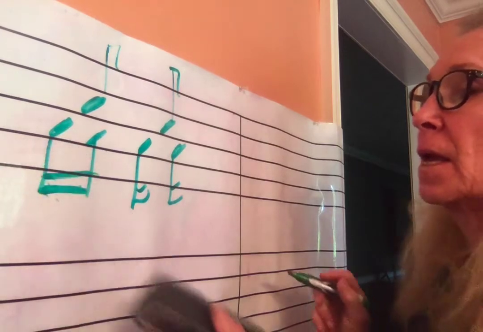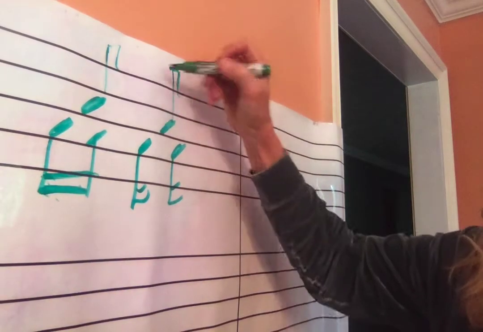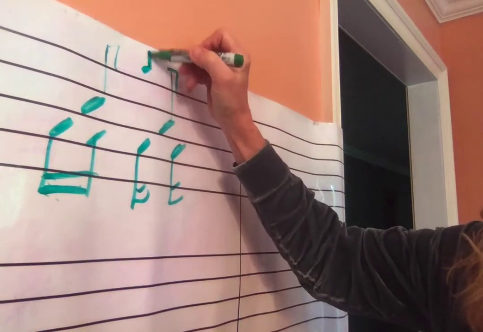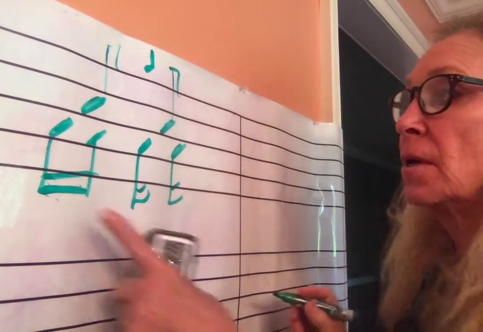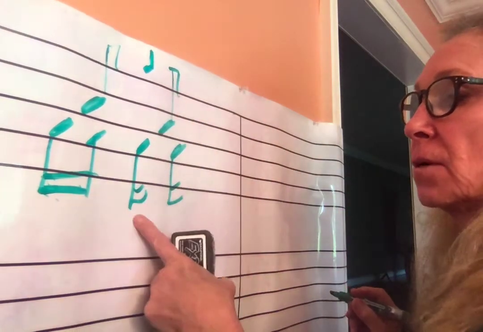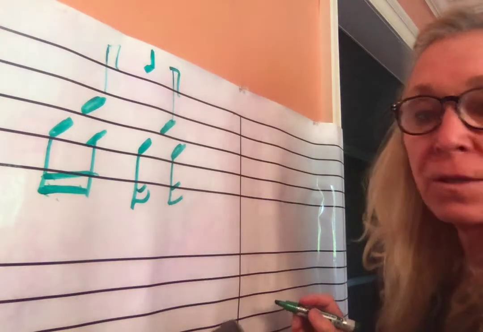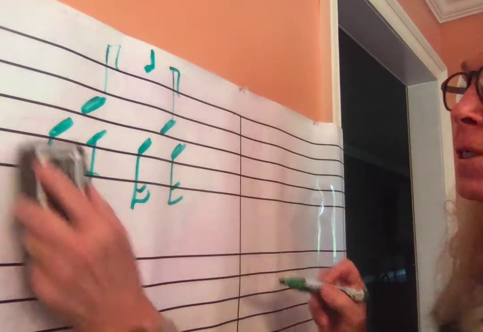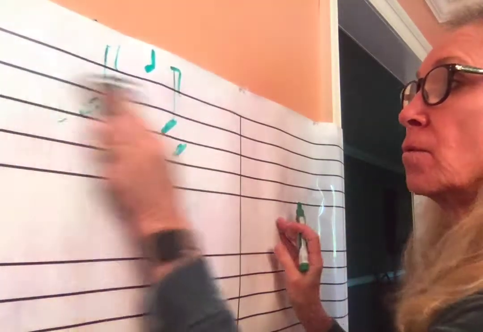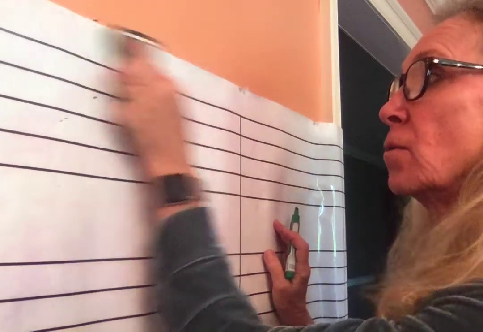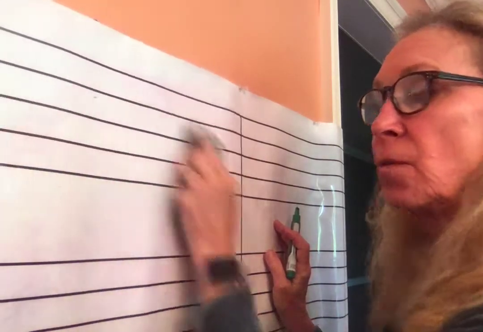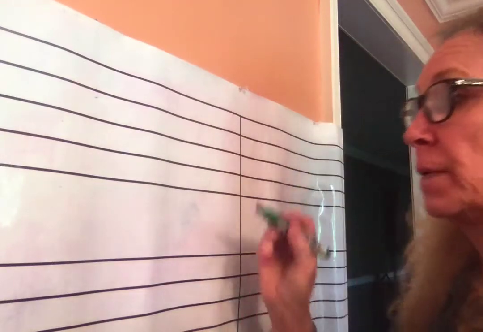So 2 eighth notes equal 1 beat, 1 quarter note. How many 16th notes are going to equal 1 quarter note? 4 16th notes equal 1 quarter note, correct. 1 quarter note is 1 beat, 2 eighth notes is 1 beat, and now 4 16th notes is 1 beat.